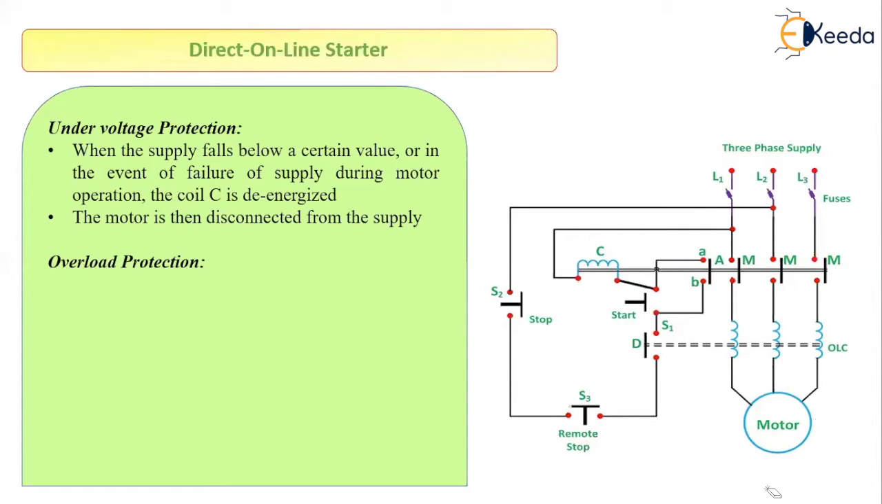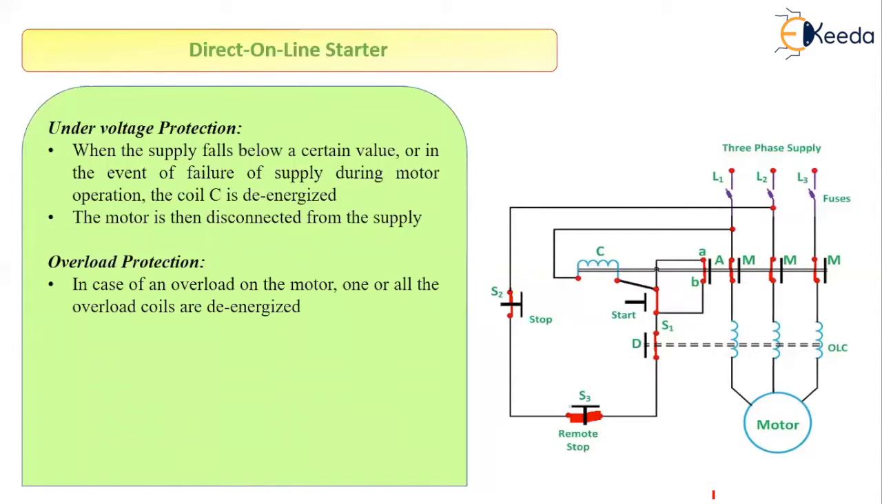Now let us see what happens in case of overload protection. I've already told you this D contact is used for the overload protection. Now let us see how it works. I'll show you the running condition and the position of various switches. So this is my normal running condition. Now suppose the overload condition occurs. So what will happen in case of overload condition?